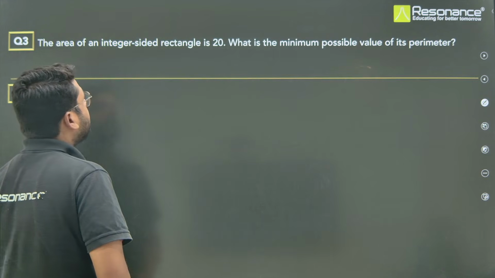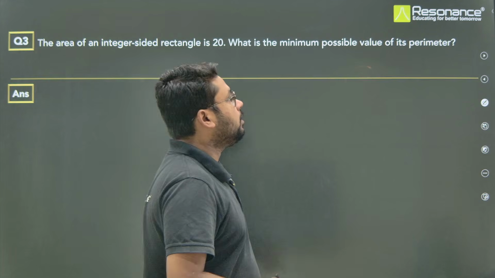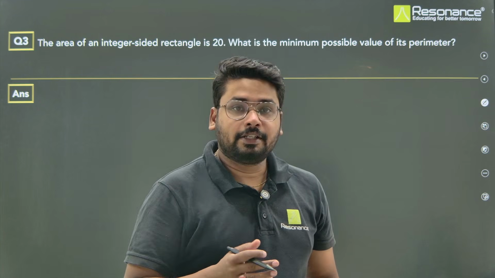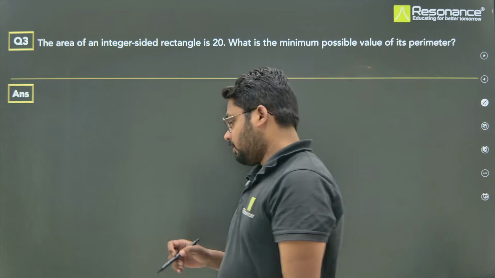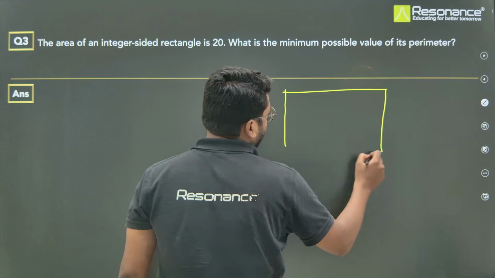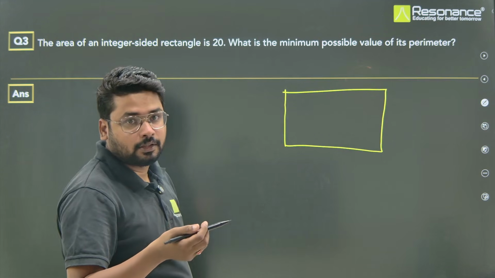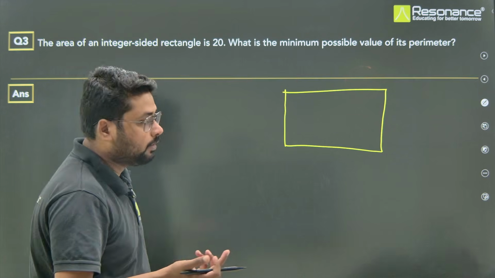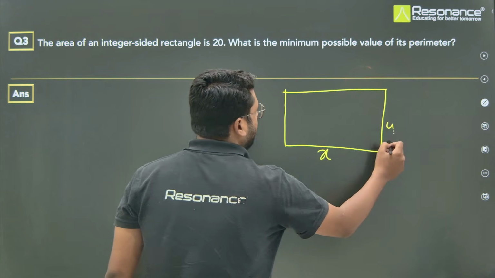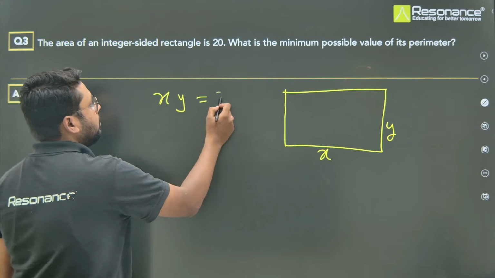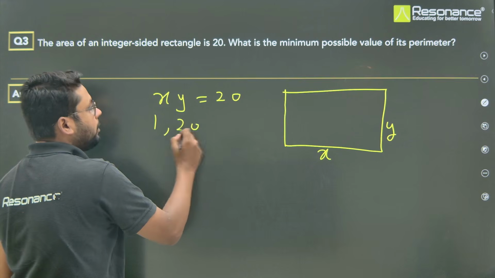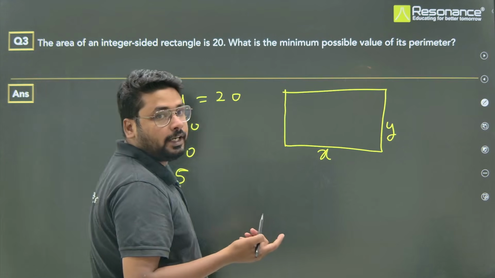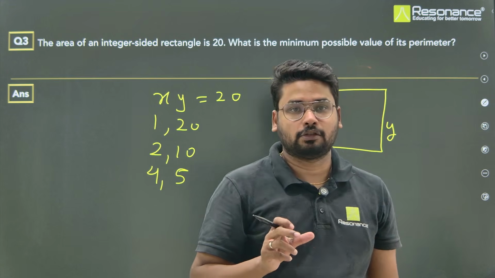Next, question number 13. The area of an integer sided rectangle is 20. What is the minimum possible value of its perimeter? See, the sides are given as integers. Integers can be negative and positive also. But the rectangle's length dimension is never negative, so we have to take the sides as positive only. Suppose the length is x and the breadth is y, so the area x into y is 20. Possible values are 1 and 20, because 1 into 20 is 20. The second pair is 2 and 10. The third is 4, 5. These are integers only, so we are taking integer values. We cannot take fractions.